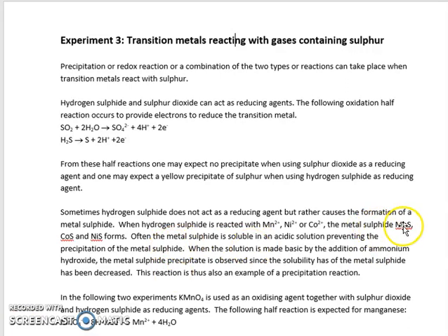So in short, manganese sulfide, cobalt sulfide, and nickel sulfide will not form a precipitate in an acidic medium because they are soluble. You have to increase the pH to make your solution basic, and then these metal sulfides will become insoluble, and they will form a precipitate.